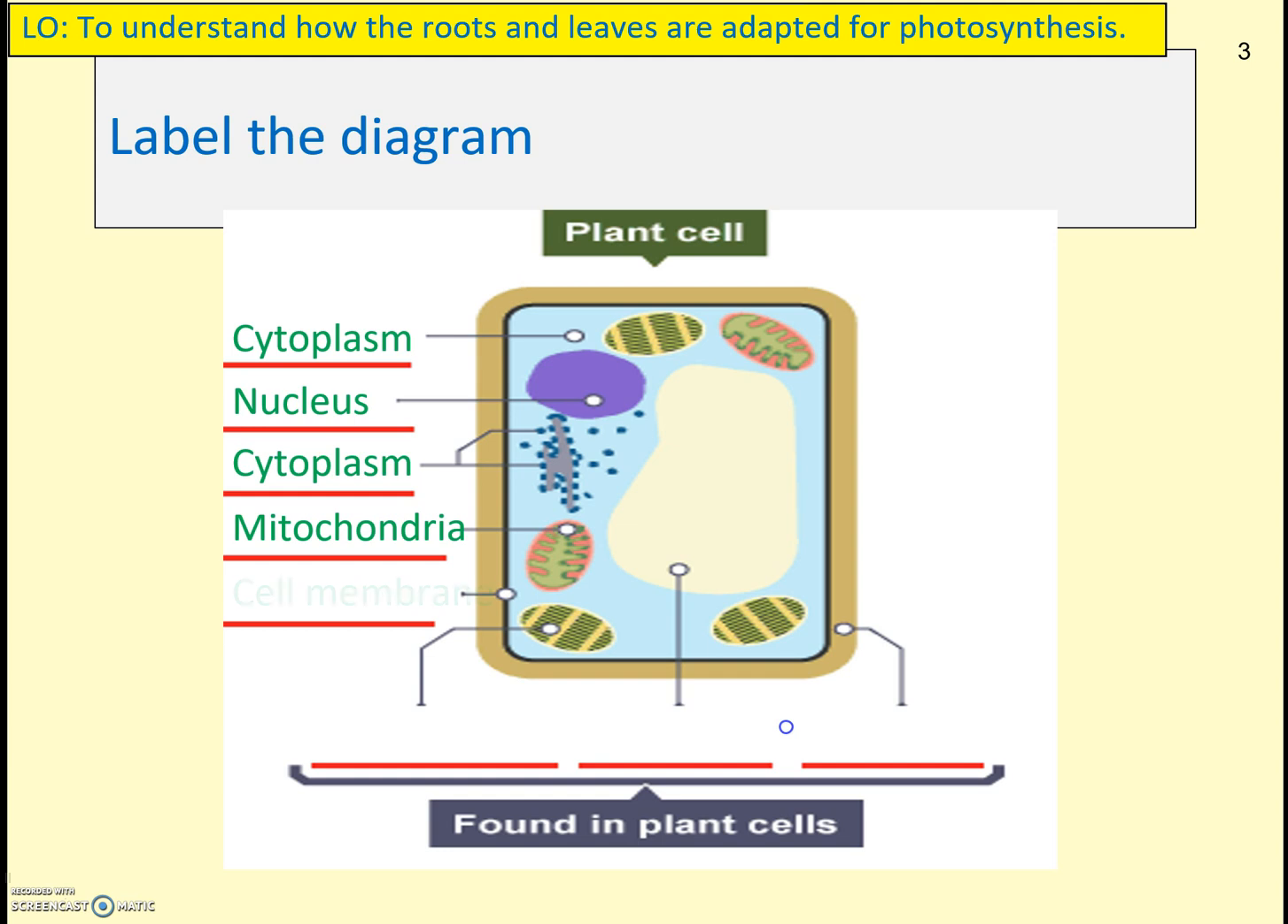You should have identified the cytoplasm, the nucleus, the mitochondria, and the cell membrane as organelles that are common to both plant and animal cells. Fantastic if you've done that. And then at the bottom, you should have identified the chloroplast, the vacuole, and the cell wall as organelles that can only be found in plant cells. Fantastic job, Year 7. Please correct your work with a green pen.